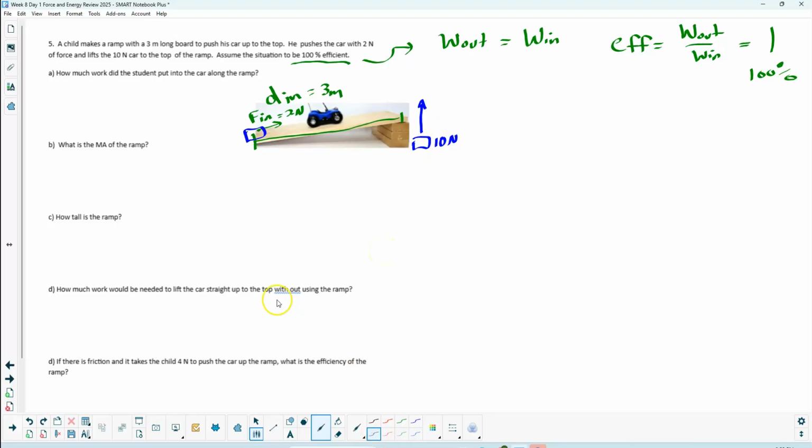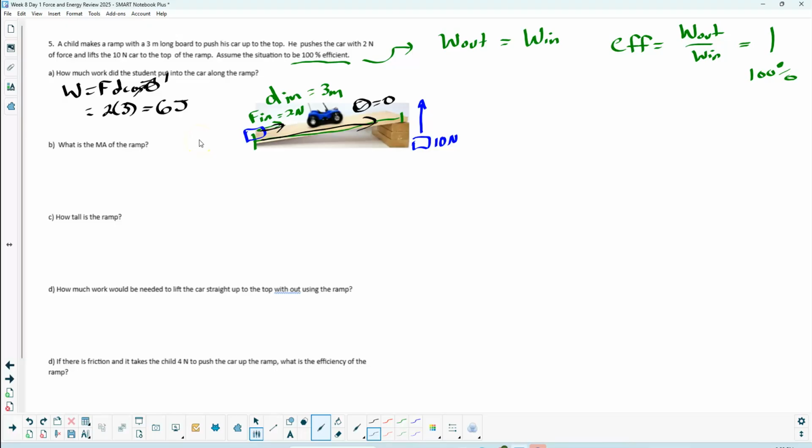So the first question asks how much work did the student do? So work equals F d cosine theta. The way that the car moves is up the ramp, and he's pushing the same way, parallel. So the angle is 0 degrees still, theta is 0, so cosine is just 1. So you don't really have to worry about that. So he pushes with 2 newtons up a distance of 3 meters. So that's 6 joules of work.